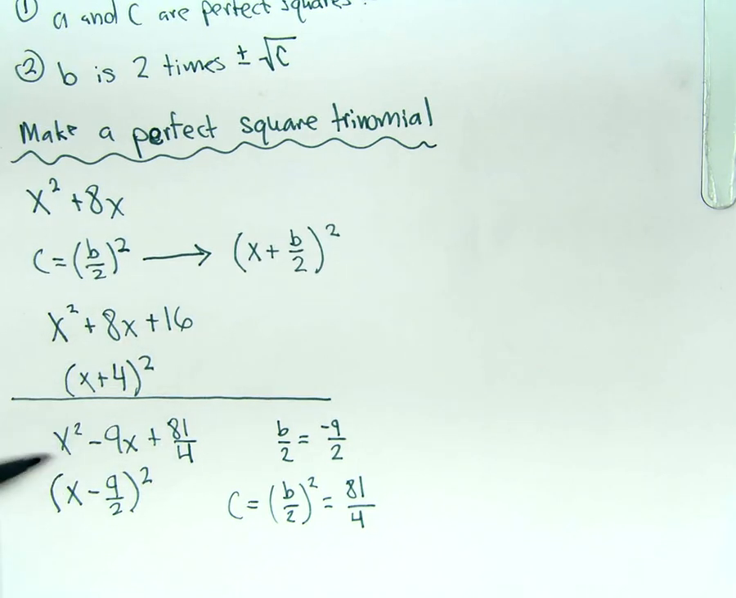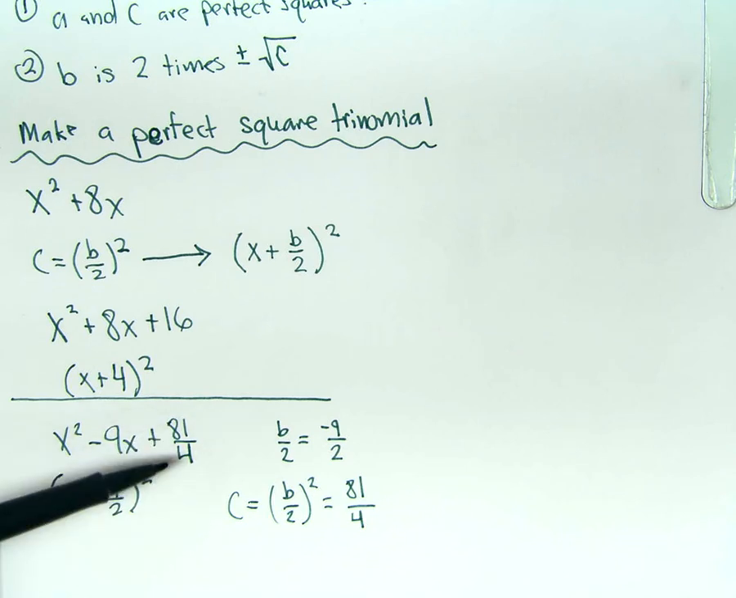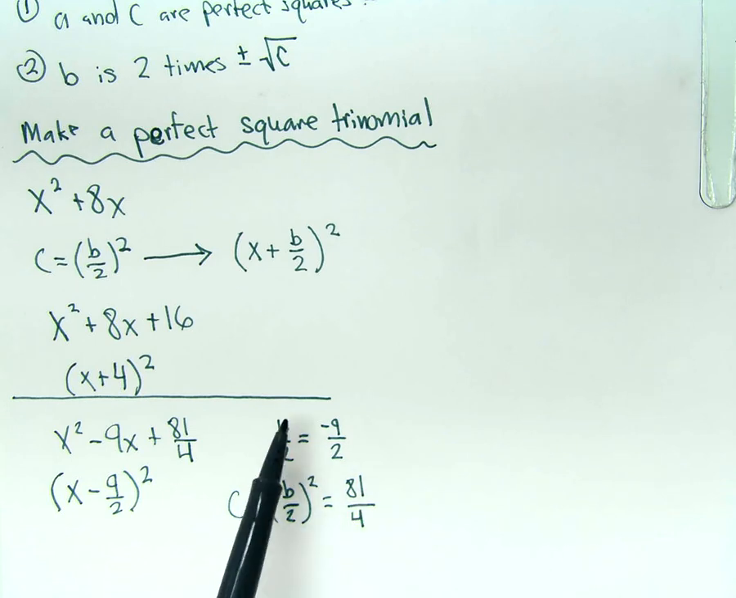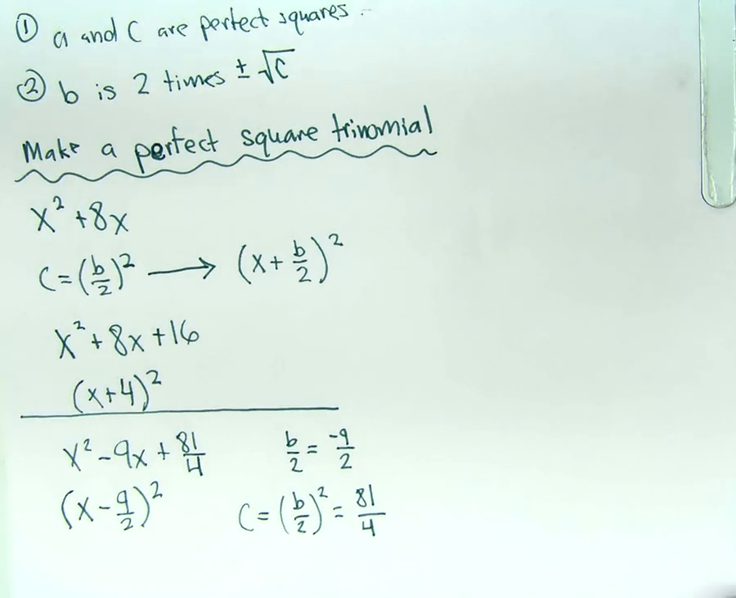So a lot of times once we complete the square, we want to put this inside our binomial. This is b over 2 squared. What we need inside the binomial is just b over 2. And we said b over 2 is negative 9 over 2. And that's another reason why I like to write my b over 2 to the side and my b over 2 squared, so I can just plug this in. So that right there is making a perfect square.